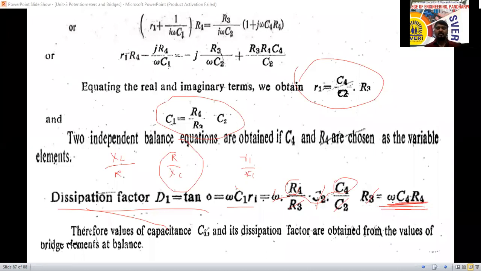MCQ questions can come from this, so you have to remember it. Therefore, the value of capacitance C1 and its dissipation factor are obtained from the values of the bridge elements at balance condition. A question may come: what is the formula for the dissipation factor for the Wheatstone bridge? Does the Wheatstone bridge have a dissipation factor? No. It is applicable only for capacitive bridges, where we measure capacitance. For self-inductance measurement, the quality factor comes.